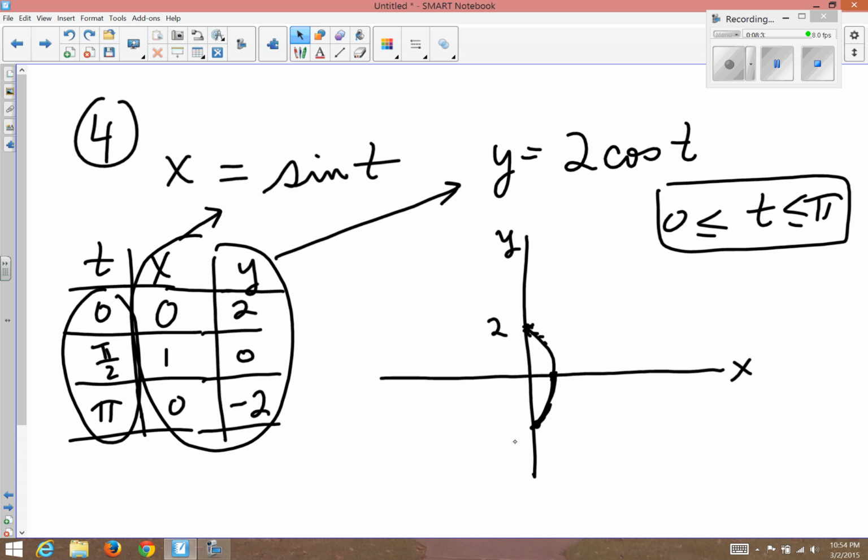And we can see that with this parametric curve, y is not a function of x. It's a curve, but y is not a function of x, according to the vertical line test.